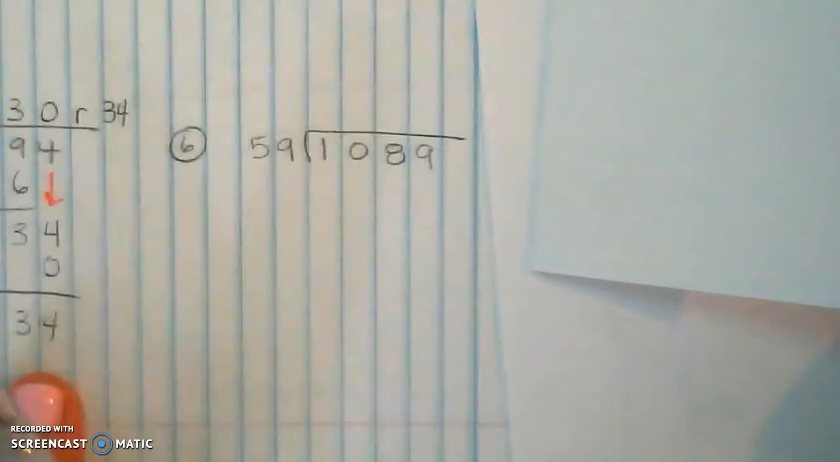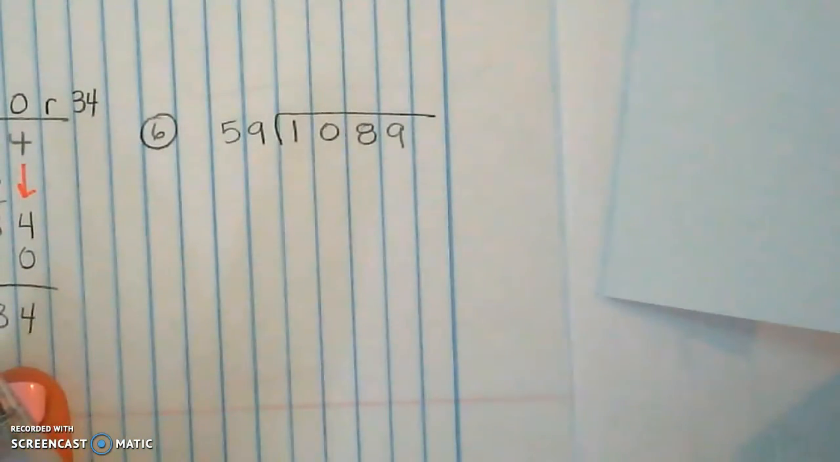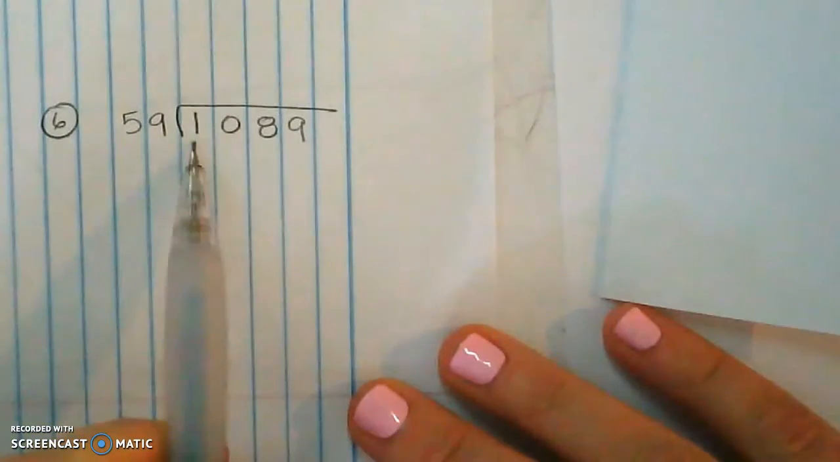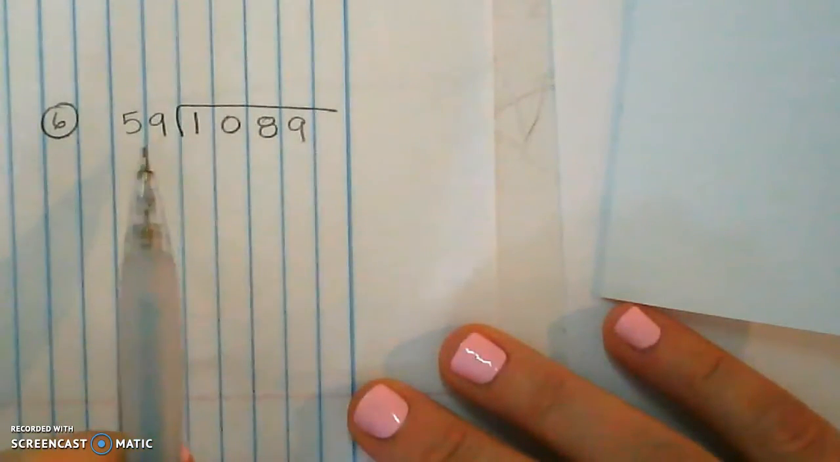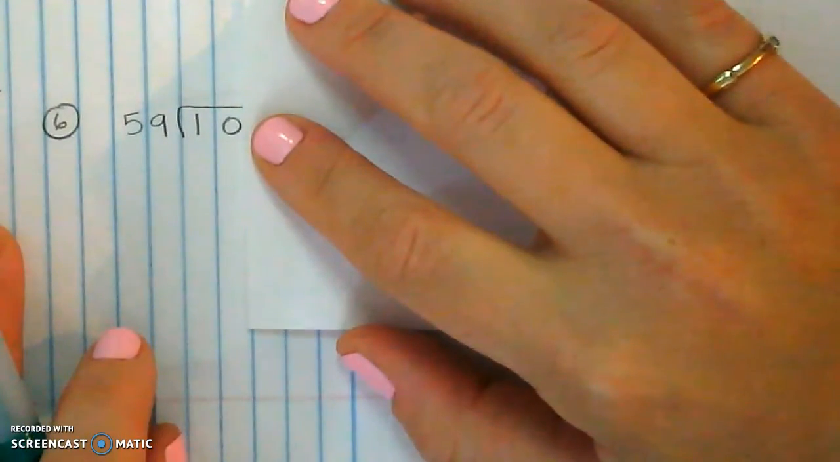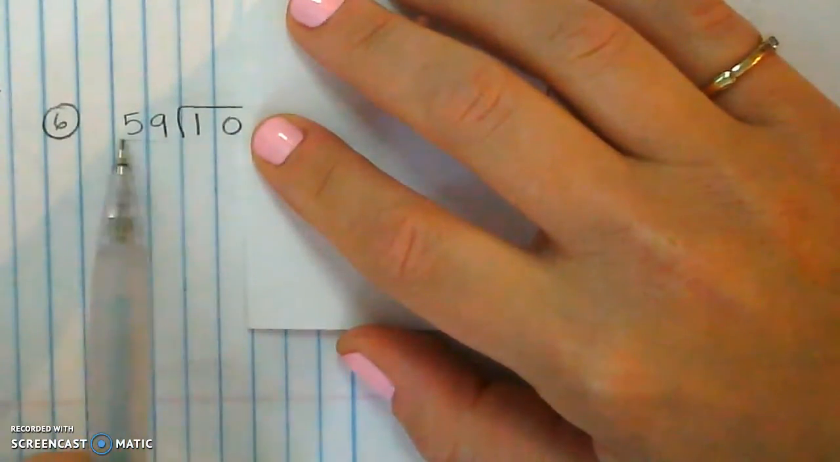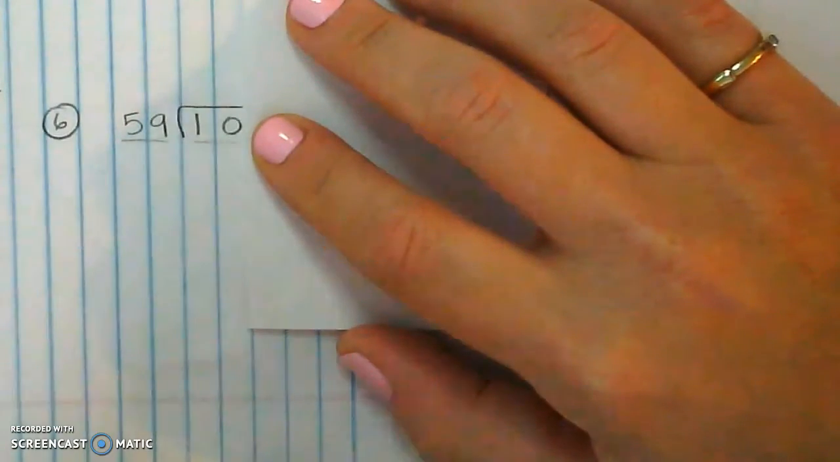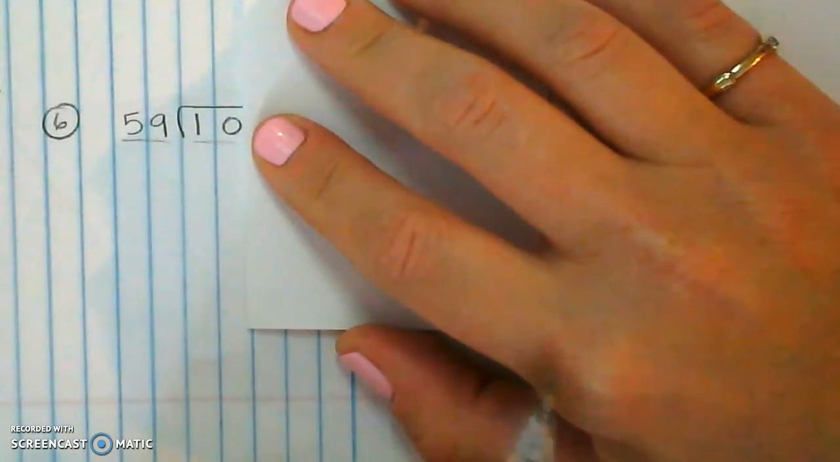Last but not least, let's take a look at problem 6 from our homework today. The whole problem is 1,089 divided by 59, but we don't care about all of these digits. We only care about them in pieces. So since we have a 2-digit divisor, I'm going to look at the first 2 digits here of the dividend.